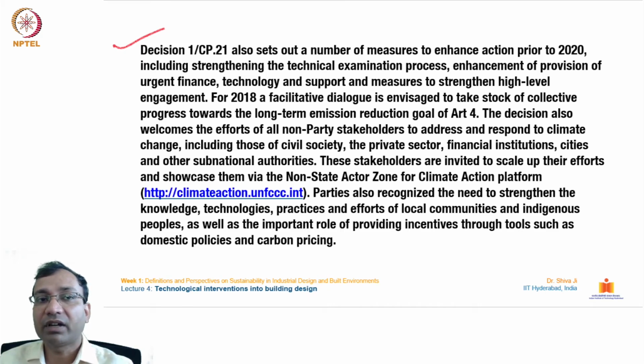These stakeholders are invited to scale up their efforts and showcase them via the Non-State Actor Zone for Climate Action platform. Parties also recognize the need to strengthen the knowledge, technologies, practices, and efforts of local communities and indigenous people, as well as the important role of providing incentives through tools such as domestic policies and carbon pricing.